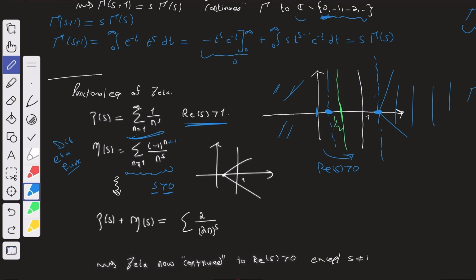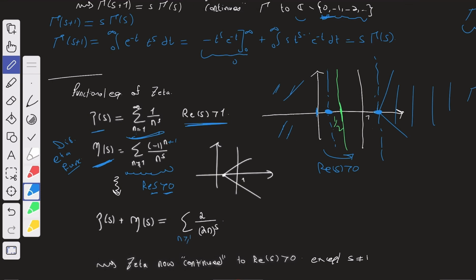And hence this eta function is really defined for every complex number s with the real part of s strictly bigger than 0. So what's interesting is that when you add these functions up, the zeta Dirichlet series and the eta Dirichlet series, the odd terms cancel, and the even terms accumulate to add up to 2 times those terms.